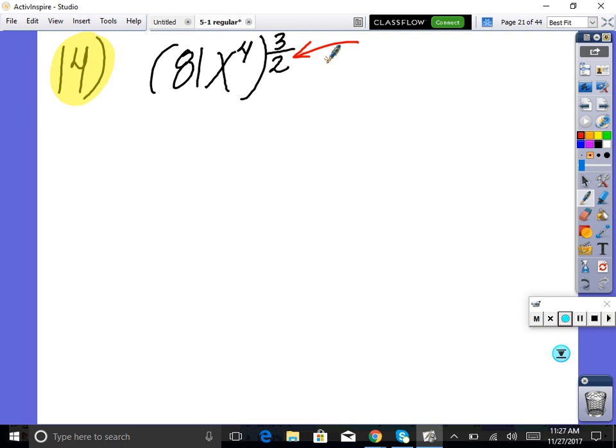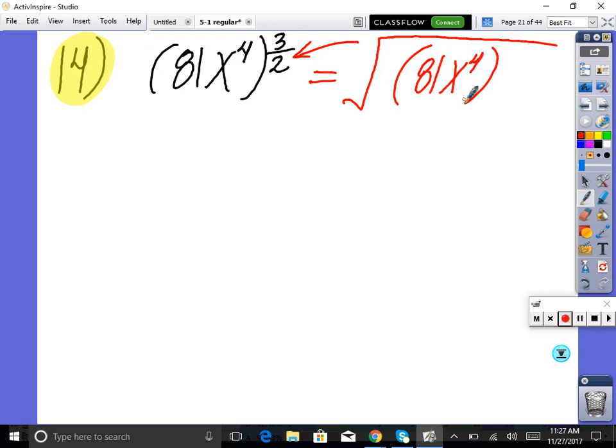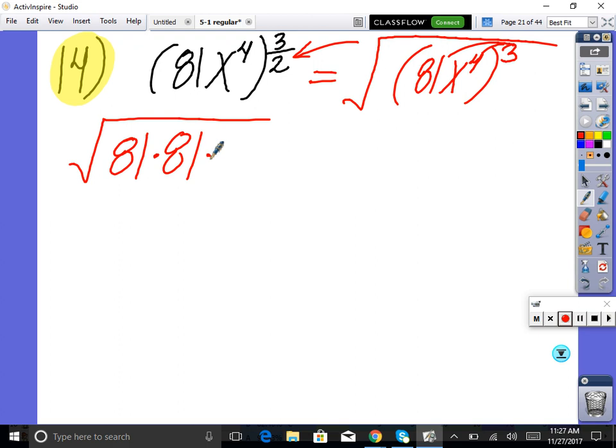Let's rewrite it in radical form. So this is equivalent to the square root of both 81 x to the 4th raised to the 3rd. Now careful, because both 81 and x to the 4th are raised to the 3rd. So this is how you should rewrite it. Don't touch your calculator. The square root of 81, how many 81s? 3. Yeah, 81 to the 3rd power is 3 81s.